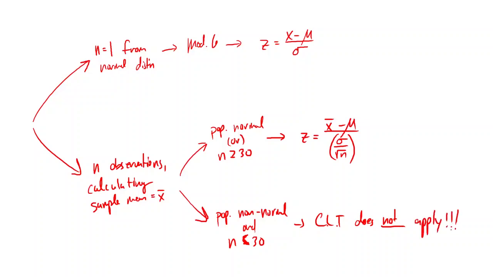So one observation from a normal distribution, no problem. That's where we started with the normal distribution with the z-table. If you're taking multiple observations and averaging them, that's fine as long as the population is normal or your sample size is big enough. You just use the updated z-score formula. If the population is not normal and it's a small sample size, then you're in trouble. Don't do that. The central limit theorem doesn't apply there. You can't use the z-table or the normal distribution assumption.